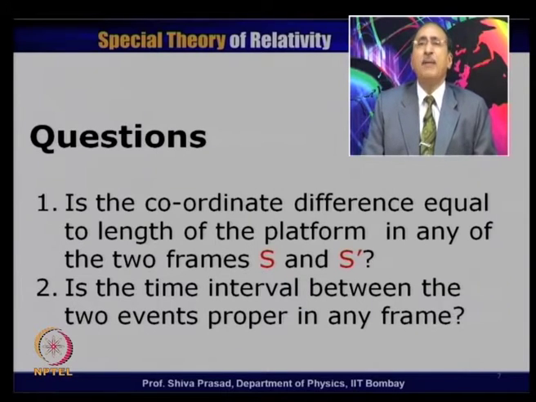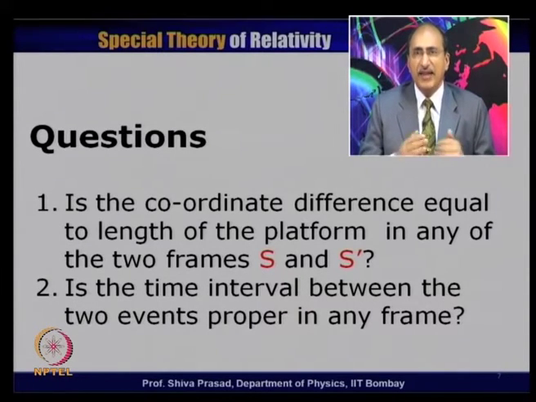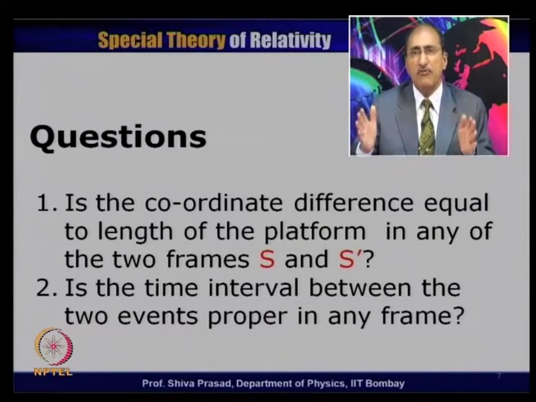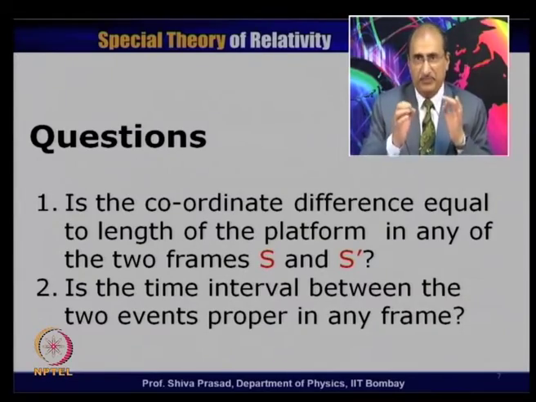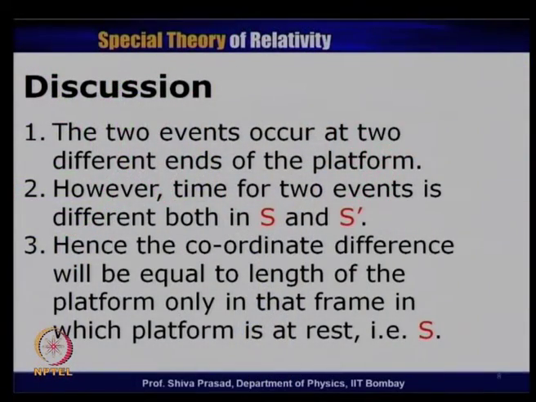Question number 2, the time difference between these 2 events. We take the time t1 when event 1 occurs and time t2 when event 2 occurs, and the time difference t2 minus t1. Is it proper in any of the 2 frames that I have just described, namely S and S prime? Let's have a little bit of discussion. We realize that the 2 events occur at different ends of the platform. One occurs at end A, another occurs at end B. And neither in S nor in S prime do they occur at the same time.